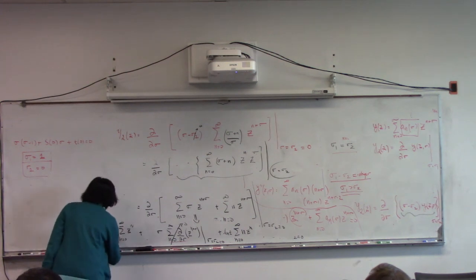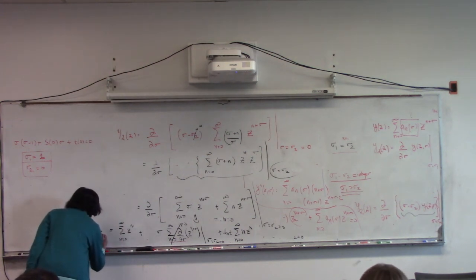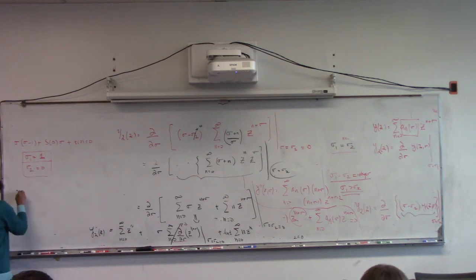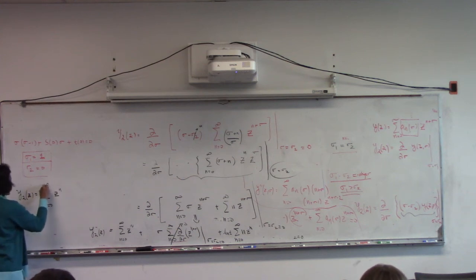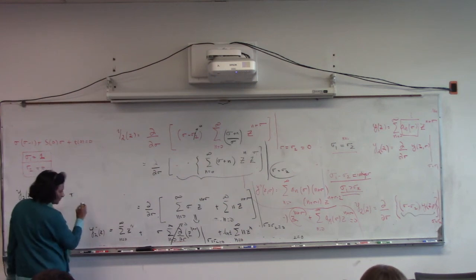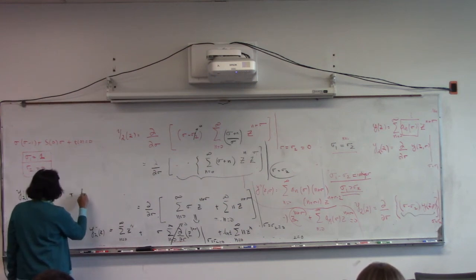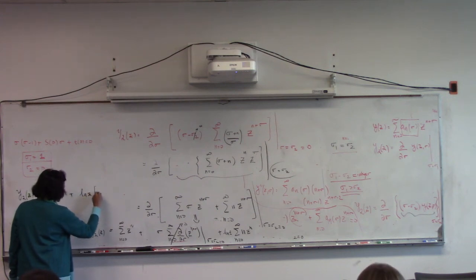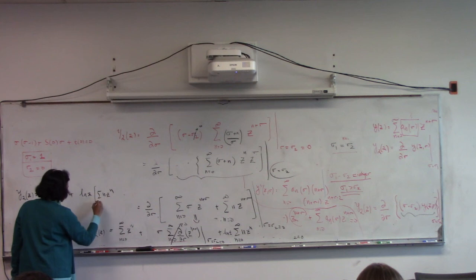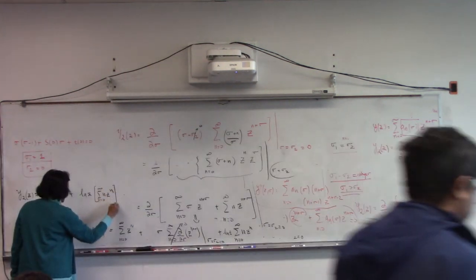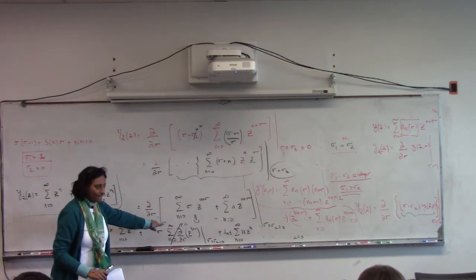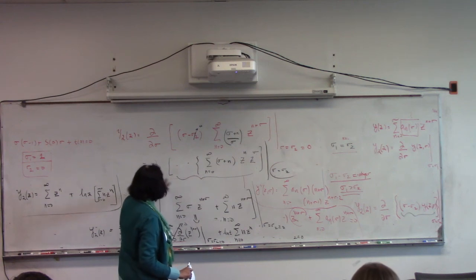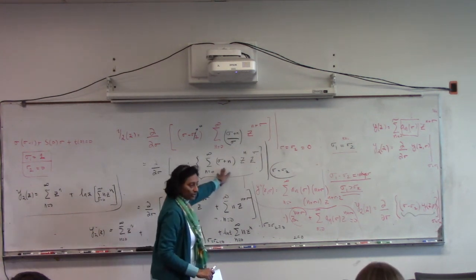Alright, this is my y2(z). I'll explain to you in a minute. So y2(z) appears to be the following: the summation of z to the power of n going from 0 to infinity, plus natural log of z times the summation of n z to the power of n going from 0 to infinity. So this is your second solution. Have you followed what I have done here? Okay, so this is what we ended up with, right? Up to this point it's clear, right?